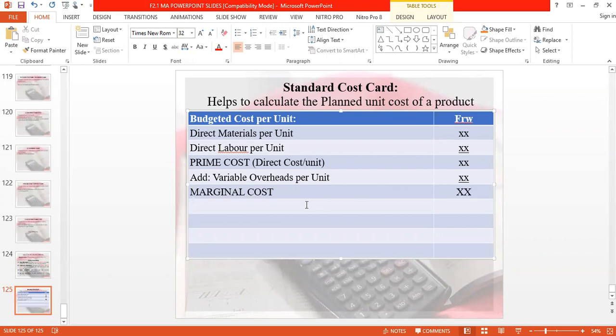To the marginal cost, you add fixed production overheads. What you get is called absorption cost.